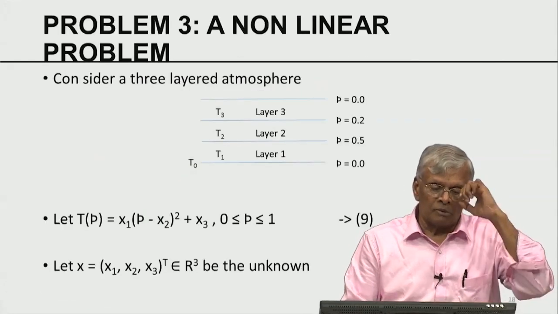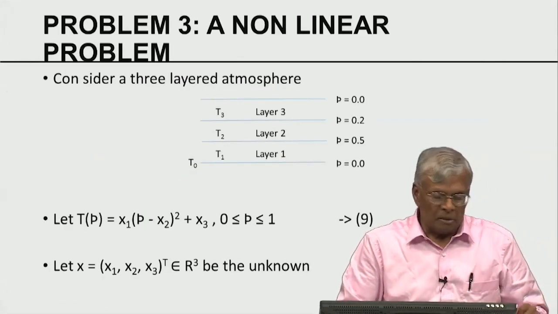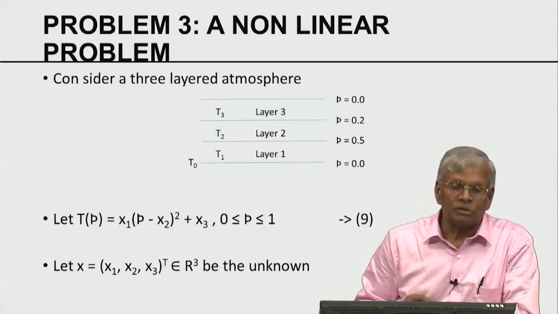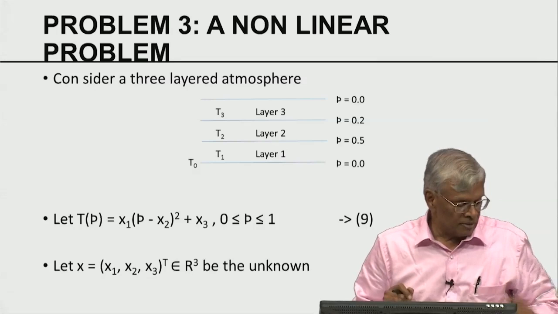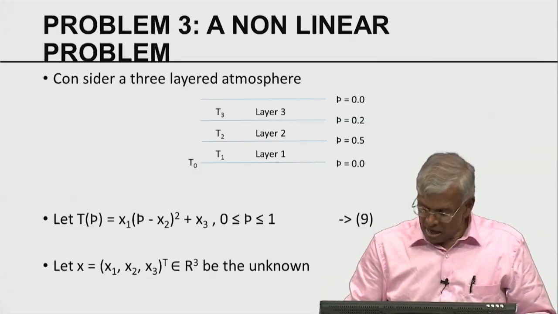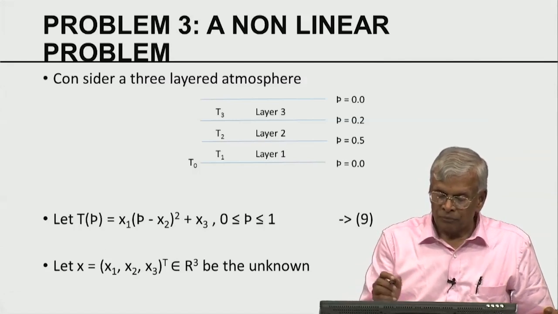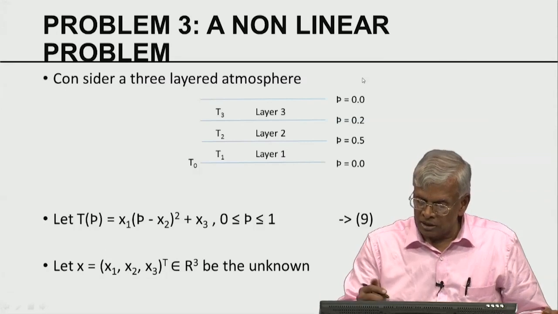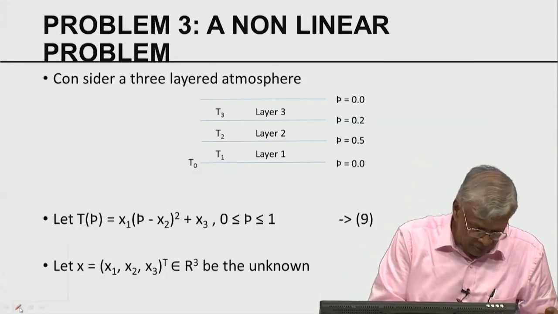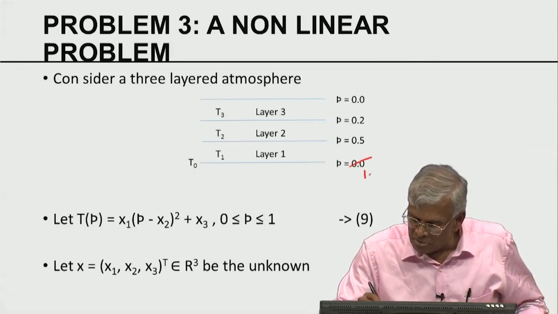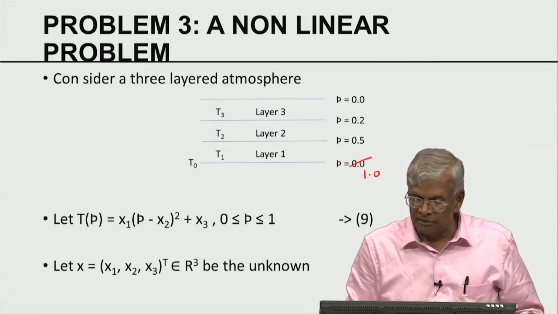Now I am going to talk about the last of the illustrations, using a nonlinear problem. I am again going to go back to the atmosphere, the vertical temperature retrieval problem. I am still going to consider a three layer problem. The pressures are given. The last pressure, this is not 0, this is 1.0. That is the sea level.